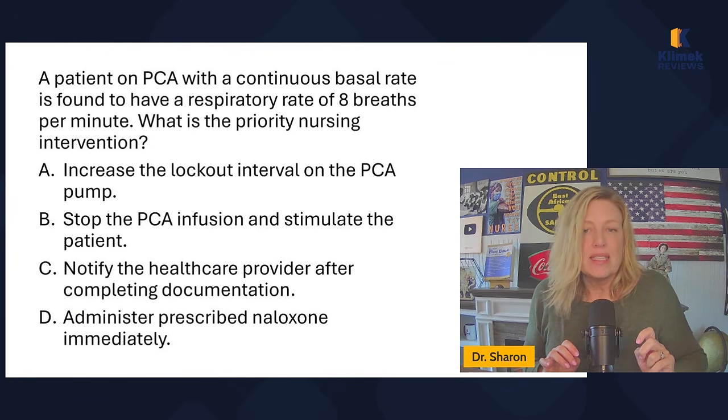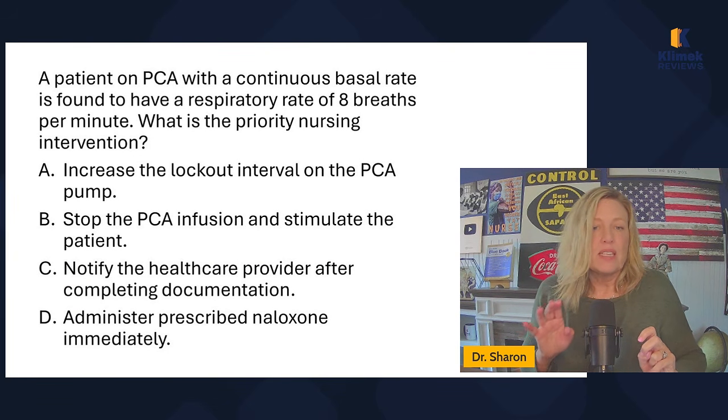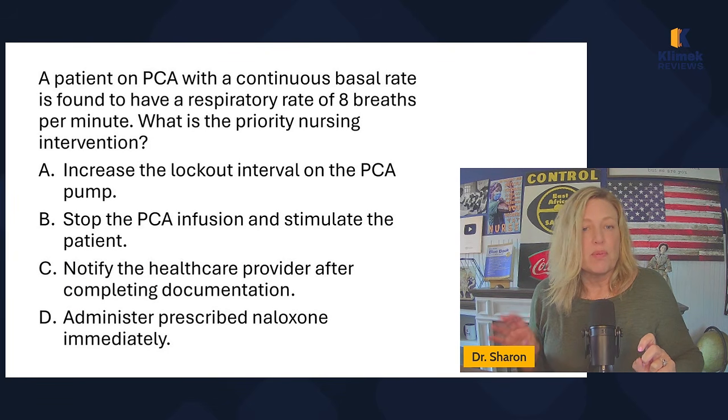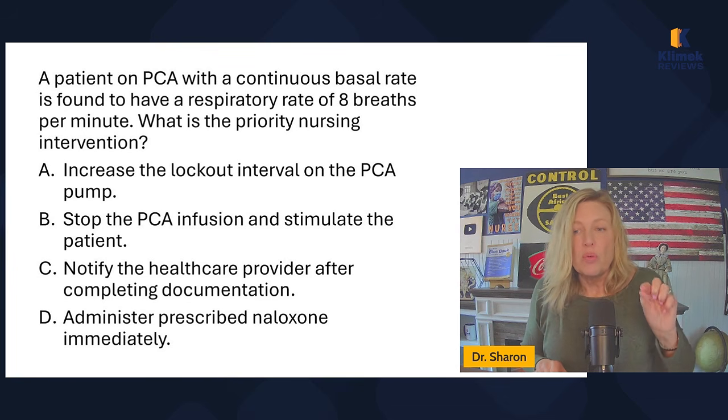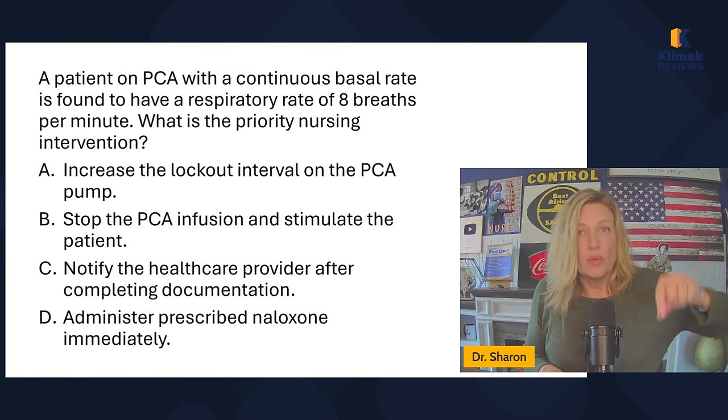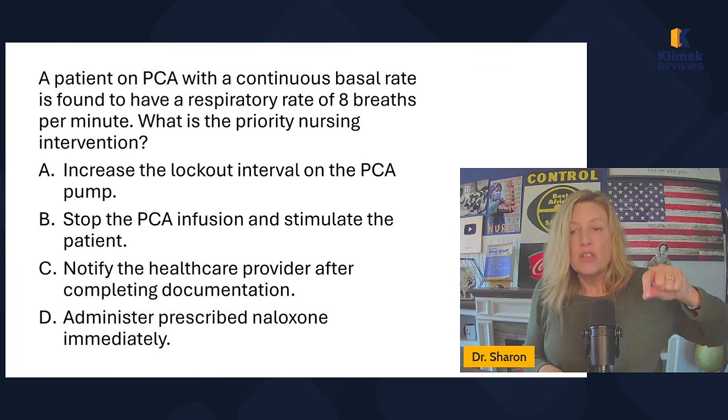Patient on PCA with continuous basal rate is found to have a respiratory rate of 8 breaths per minute. What is the priority nursing intervention? So that, by definition, is respiratory depression. Anything under 12 is respiratory depression. We usually say 8 is kind of where we need to take a more aggressive action. So 8, I need to take more aggressive action. So what am I going to do?